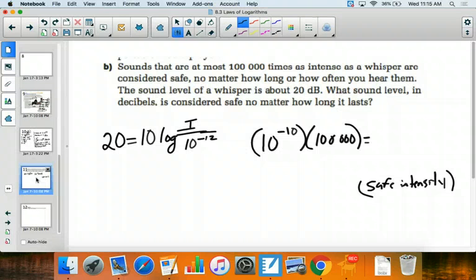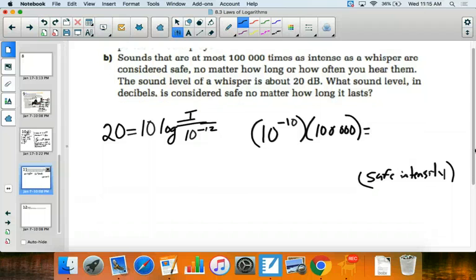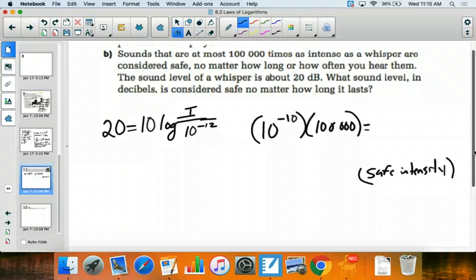We're just going to look at this part B of the same question and then we'll be done. Okay? So here, sounds that are at most 100,000 times as intense as a whisper are considered safe. All right, so that might seem crazy, right? 100,000 times as much as a whisper. What decibel level is that going to be? Well, we've already seen that the way this decibel system works, a decibel change of about 35 decibels ends up being like 300 times as intense, right? So we have to kind of look at it in that sense. So if the level of a whisper is 20 decibels, what sound level in decibels is considered safe?